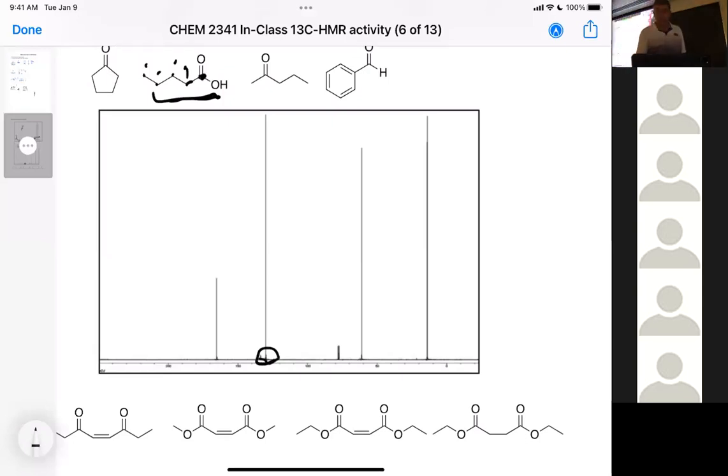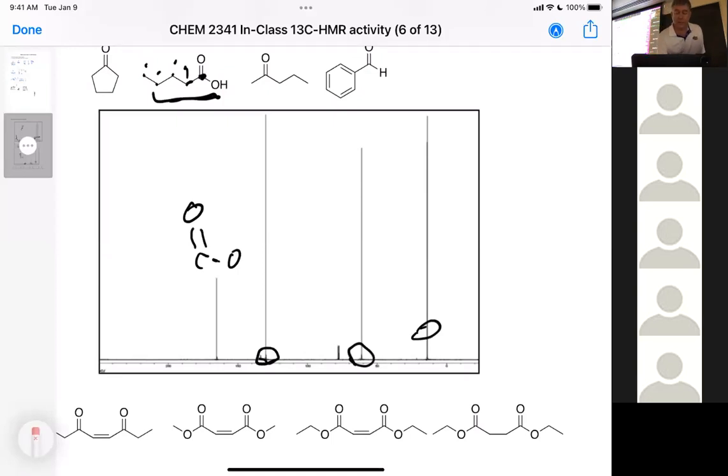And then we have something above 50. So that's probably something bonded to an oxygen. And then we have our last peak here, way down at the end, probably farthest away from an oxygen. So now we have 3 distinct things to look for. We're looking for a carbonyl with an oxygen or a nitrogen attached to it. We don't have nitrogen in our choices, so that's all.